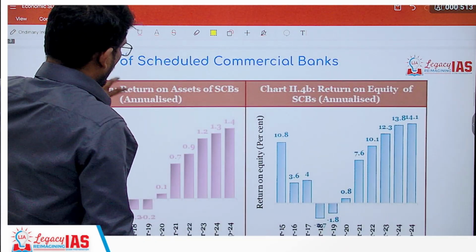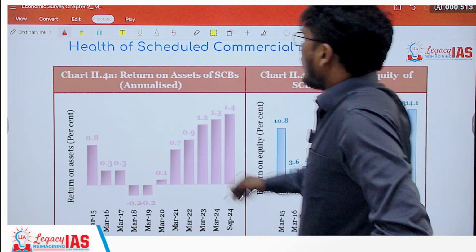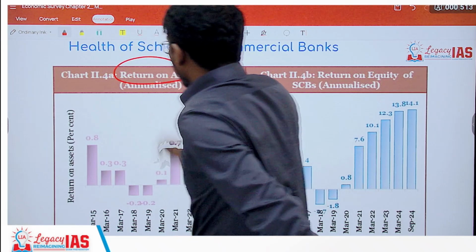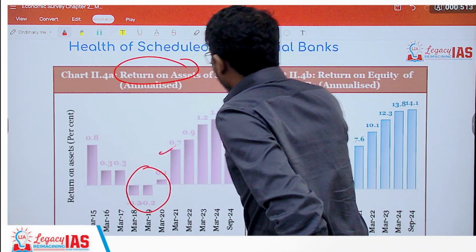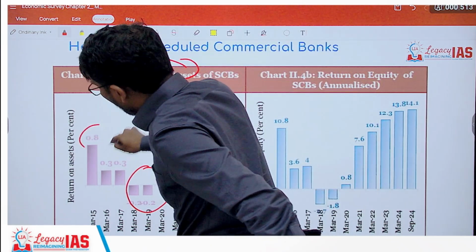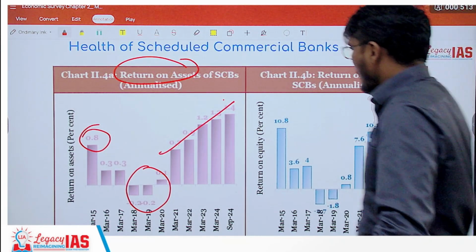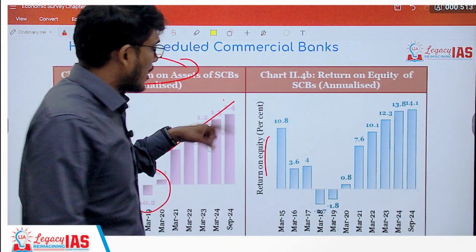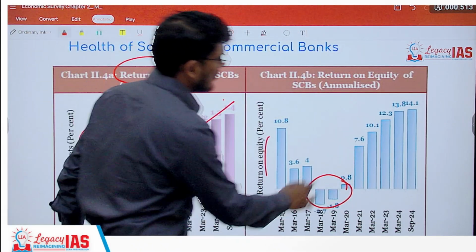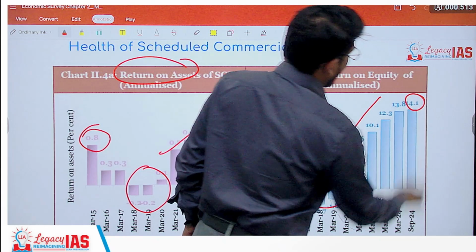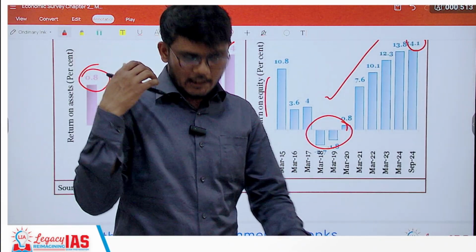Now moving on to the next slide, which again is related to health only. It talks about the return on assets. Return on assets, which went down into the negative, has gone up and is way above its 2015 level, going up to 1.4%. Return on equity was also negative in a similar time period, but again this is all positive and is at 14.1%. So return on assets is better, return on equity is better.